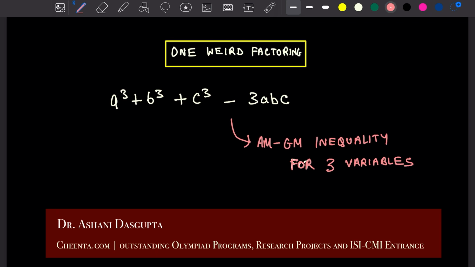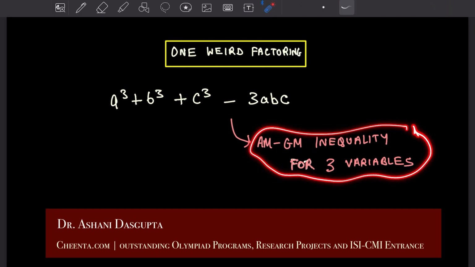Today we will be doing a very interesting problem from Algebra. It is a factorization problem, but it has a very weird connection with an inequality, the AM-GM inequality. If you are following this channel, you know that I love connections between different parts of mathematics. And this one is particularly interesting. So let's get started. The inequality that I have in mind is the AM-GM inequality.